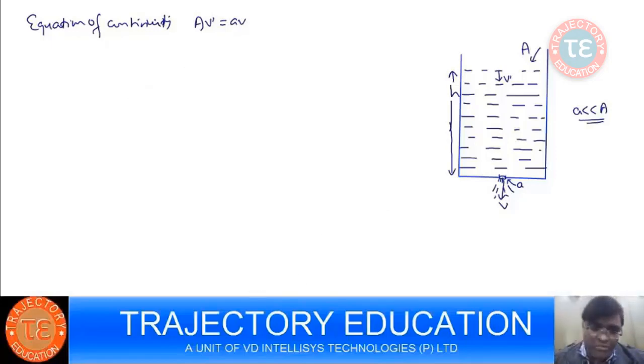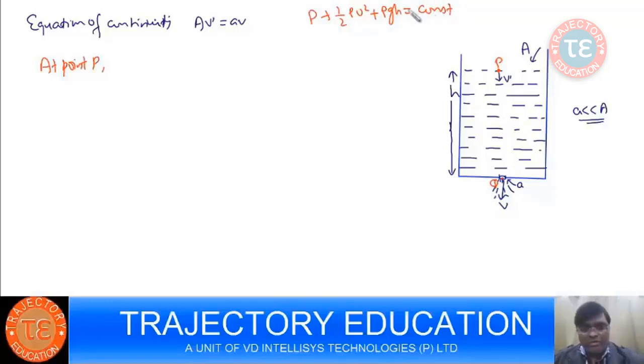Now see, we can choose one strategic position as P, and another strategic position Q. At point P, the static pressure is, according to the Bernoulli equation, P plus half rho V square plus rho g h equal to constant. P is the static pressure.